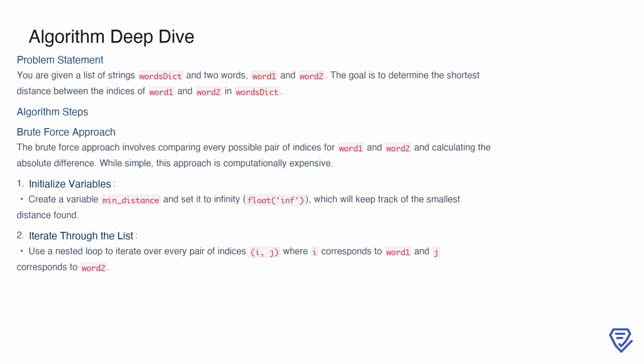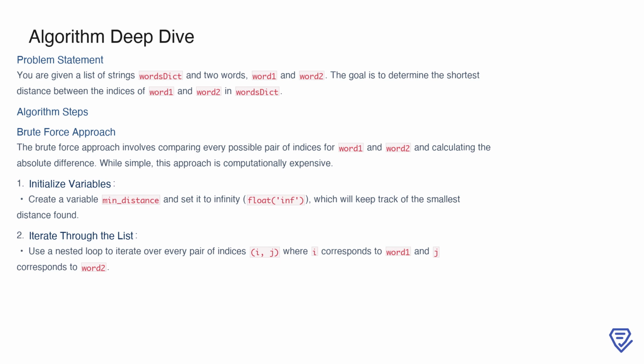To start, the problem asks us to calculate the shortest distance between 2 words in a list called wordsDict. Specifically, you are given 2 words, word 1 and word 2, and the task is to find the smallest difference between their indices in this list. First, let's look at the brute force approach.